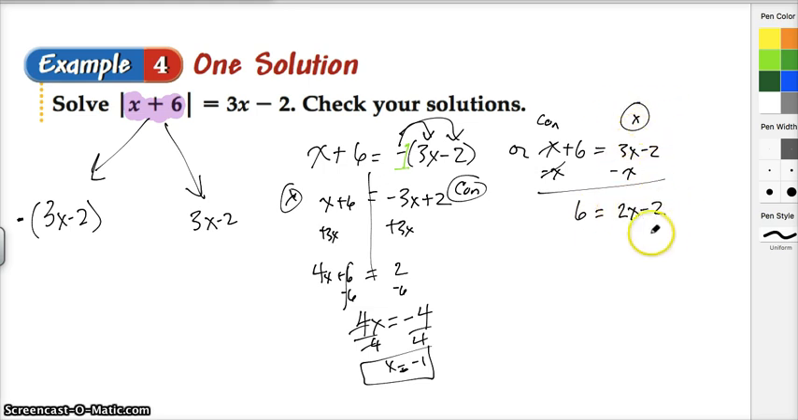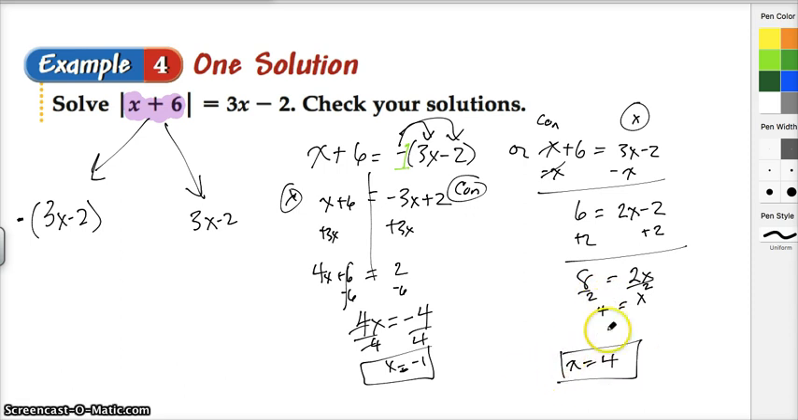Since I only want x terms here, this 2 has to go. I'm going to add its opposite. Since it's a negative 2, I'll add a positive 2. I'm left with 2x is equal to 8. Finally, if I divide both sides by 2, x is equal to 4. x equaling 4 is the other answer. Now the question is, do both of these work? That's why we have to check to make sure that both of them do work.